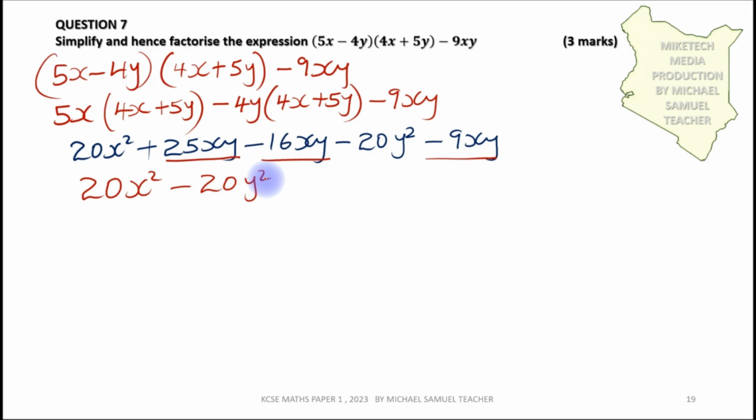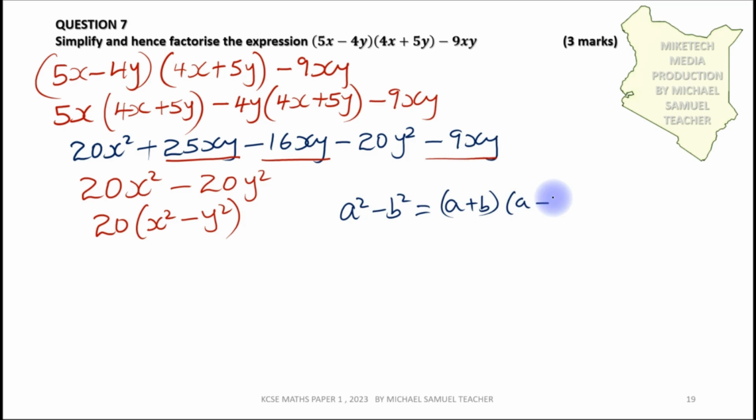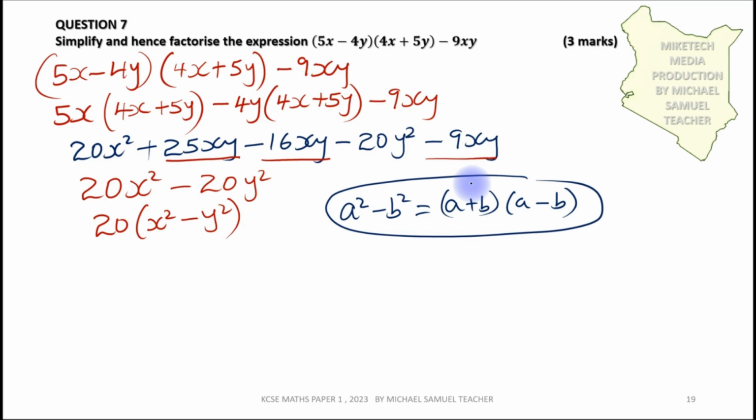We can factor out 20, which is common, so we have 20 times (x squared minus y squared). So remember difference between two squares. If you have a squared minus b squared, it can be written as (a plus b) times (a minus b). So this is so important. So we can express this as 20 times (x plus y) times (x minus y). And therefore we have simplified and we have factorized it completely.